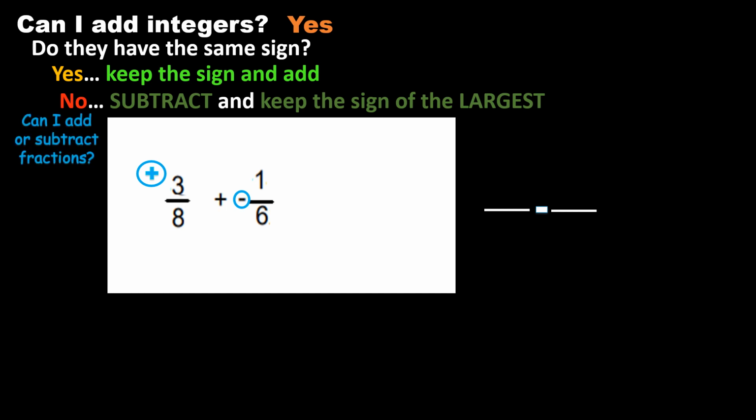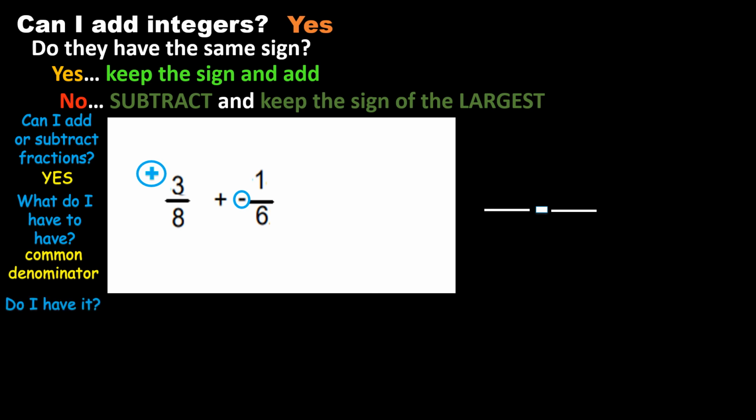So when I look at my setup then, I have to think about fractions, and I have to go through my math questions that I have for fractions. Can I add or subtract fractions? That answer is yes. But then I have to remember, what do I have to have? I have to have common denominators. And in this one, do I have it? Well, the denominators, once again, are the bottom numbers. That's an 8 and a 6. No, I don't have it.